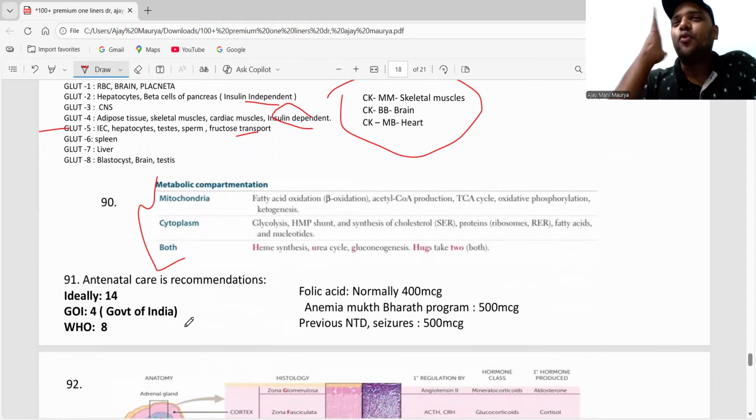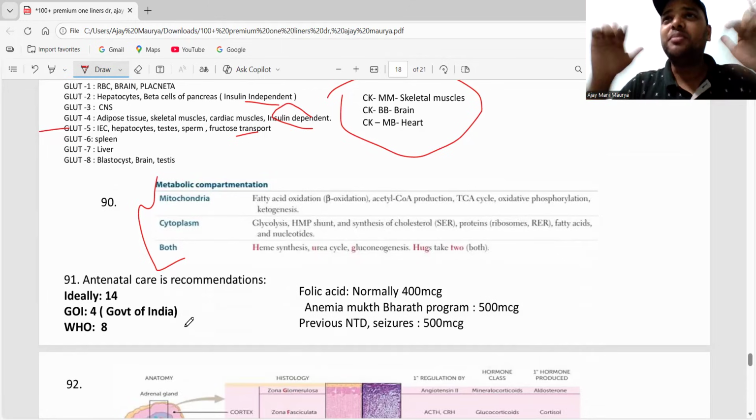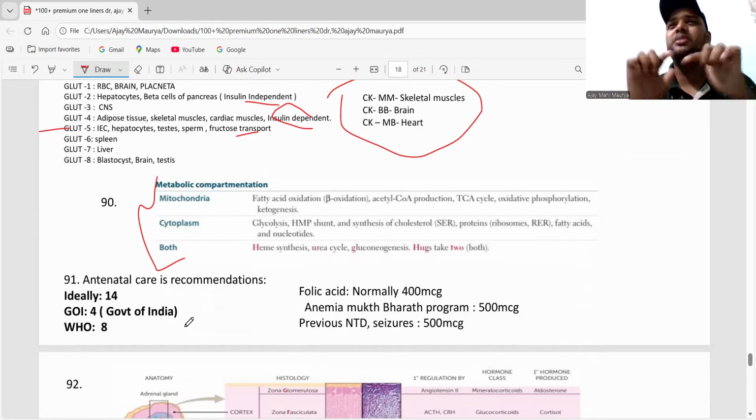Remember, normally, what is the dose of folic acid? It is 400 mcg. But in the case of the Anemia Mukt Bharat program, it is 500 mcg. And please comment below: what is the dose of iron in the Anemia Mukt Bharat program?